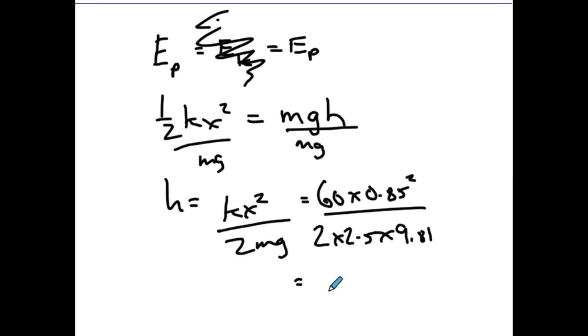I made a mistake typing that in. Let me do that again here. 60 times 0.85 squared divided by 2 times 2.5 times 9.81. Okay. So I have a height of, let's see, how many sig digs do I get? Looks like 2. 0.88. And then for height would be in meters. So 0.88 meters is how far up in the air this slingshot managed to shoot this rock.